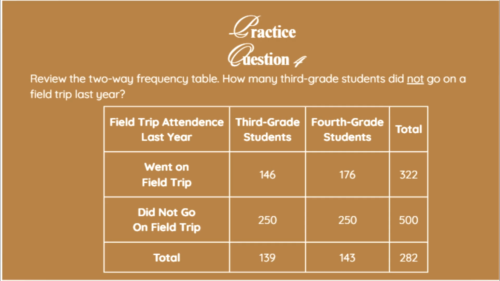Review the two-way frequency table. How many third grade students did not go on the field trip last year? Figure it out, come back. Third grade did not go, 250.